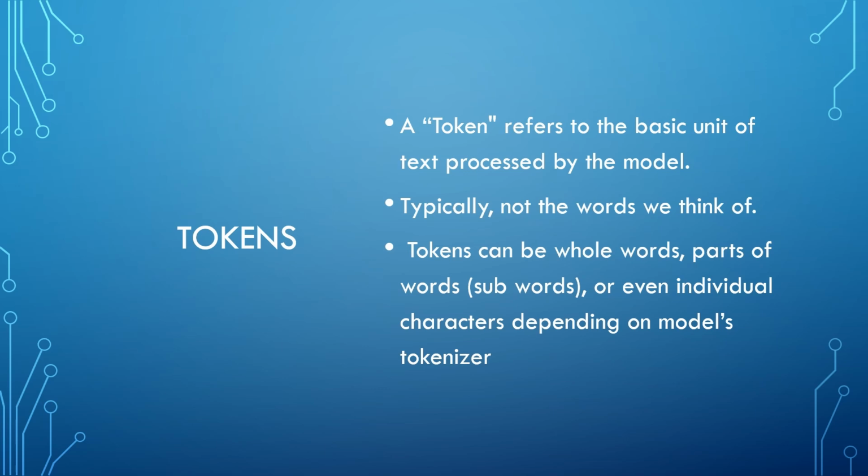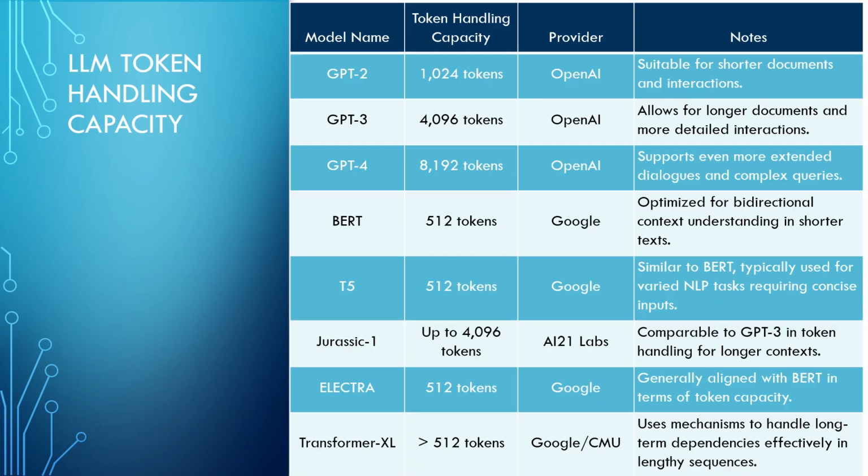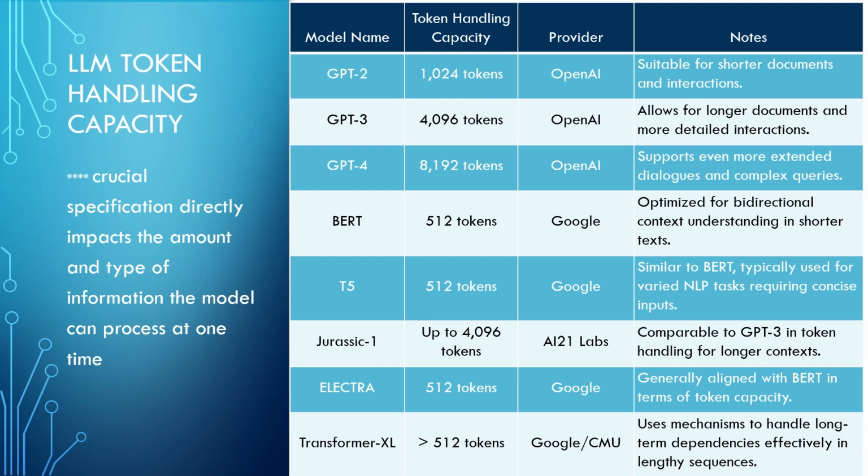Before we go further into prompts, it's important for everyone to understand how a model deals with the input we give it. That's why we're talking about tokens first. Next, we'll explore different large language models' token handling capacity. We've presented the token handling capacity of various language models in a tabular format for easy reference. Understanding these capacities is crucial. Why? Because they directly impact how much and what type of information the models can process at any given time.